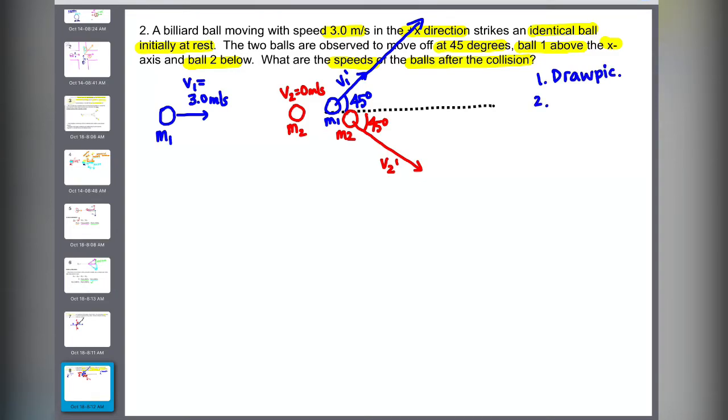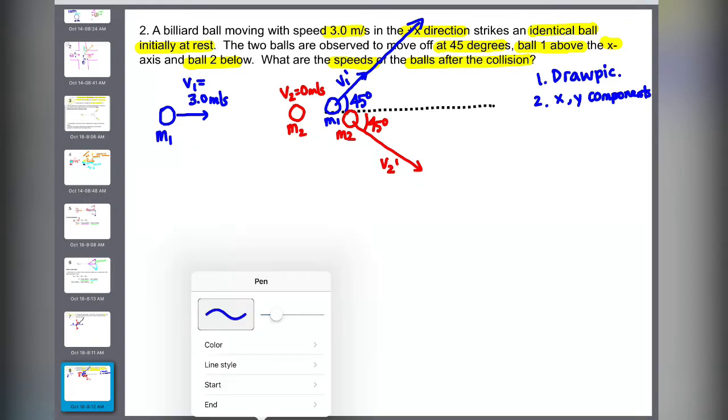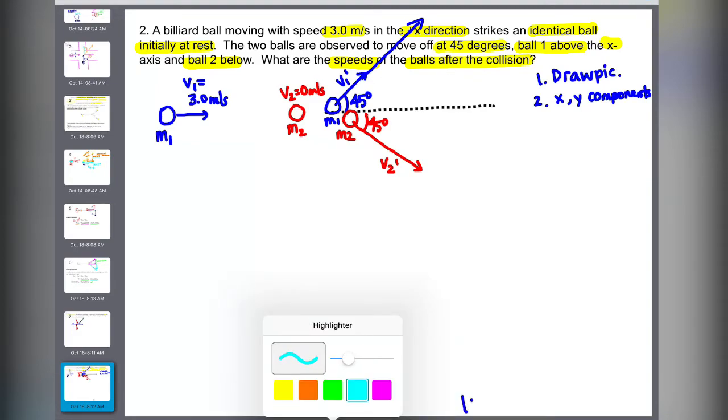Okay, and then what I need you to do is, for things that are not moving directly in x or directly in y, you need to find the x and the y components of vectors that are going at an angle. So how do I do that? Okay, so I'm going to come in and use light blue. I'm going to do the x and the y component of the two.